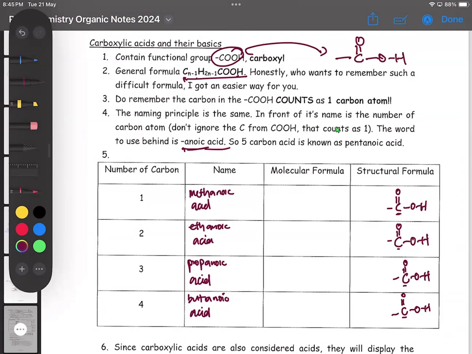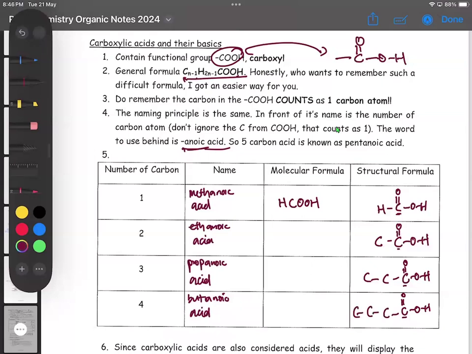So the first carbon is already present in methanoic. I think in organic chem it's very simple. If you don't know what to put, just put hydrogen. So it will work. The formula here is simple, HCOOH. Ethanoic acid, add 1 more carbon. Propanoic acid, add 2 more carbons. Butanoic acid, add 3 more carbons.